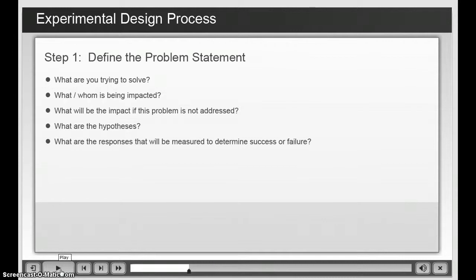Next question is, what are the hypotheses, and what are the responses that we measure to determine success or failure? So hypotheses refer to the response, and they can be written with Greek letters in a scientific format using H0 and HA, the null or alternative hypotheses, or they can just be written out in general terms of what response or responses are going to be looked at as data is gathered.